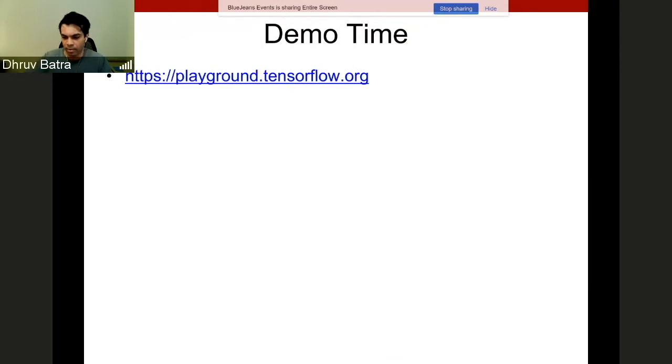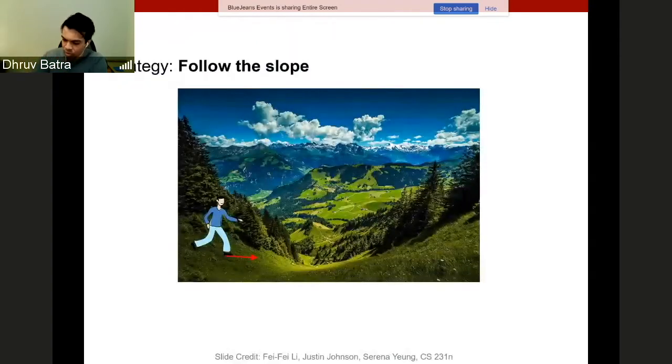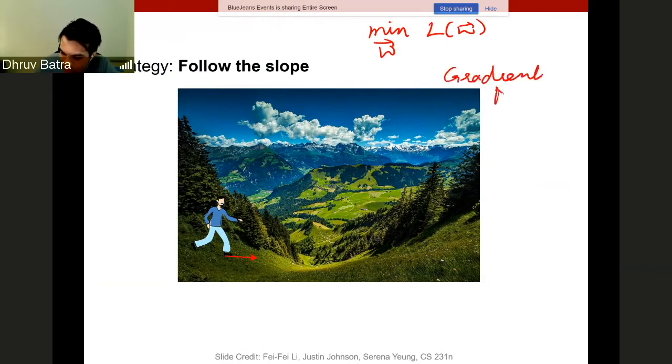Let me put this aside. So recall, min of L of W over W, that's our goal. And the simplest algorithm that we will develop is called gradient descent. It falls into a family of algorithms called first order methods, where the first order refers to the first order gradients. Okay, so in terms of optimization, the algorithm we will develop is called gradient descent.